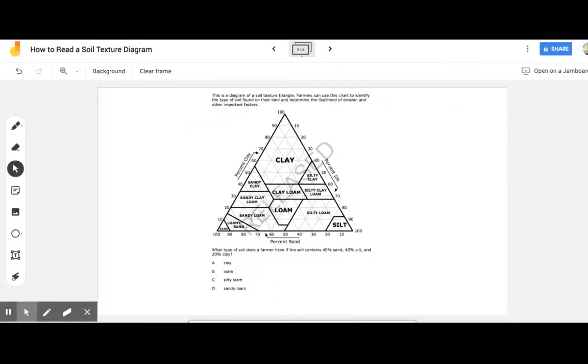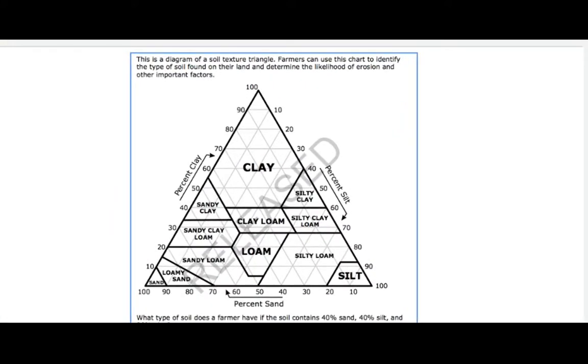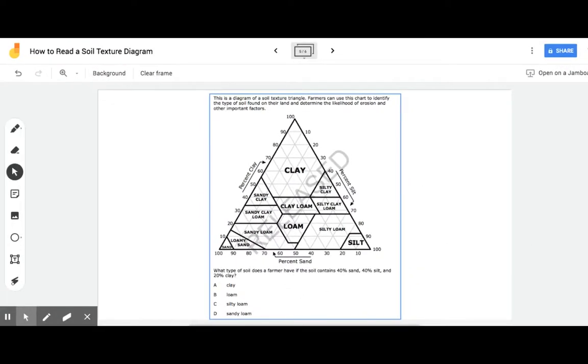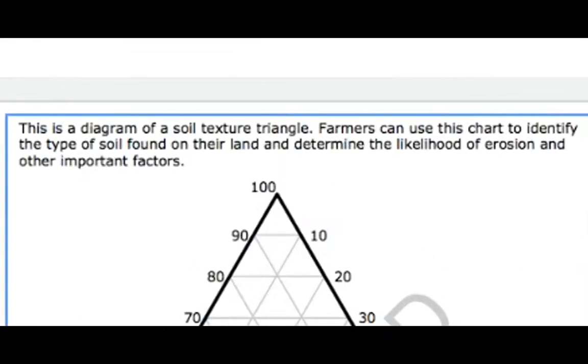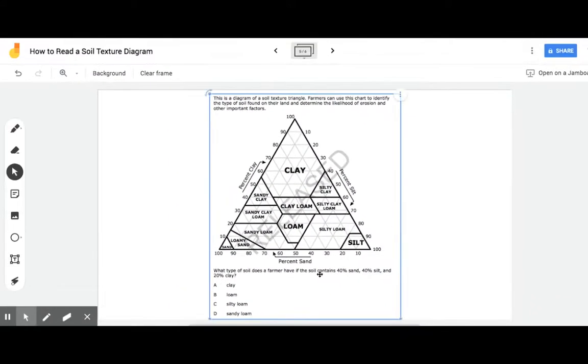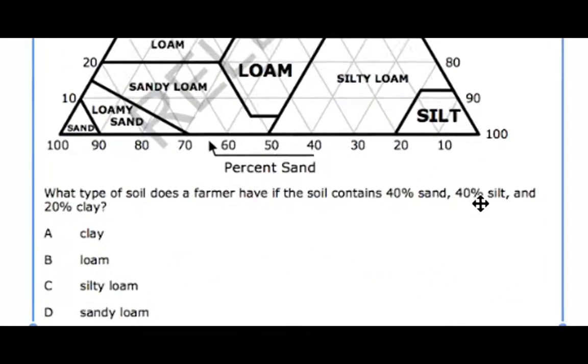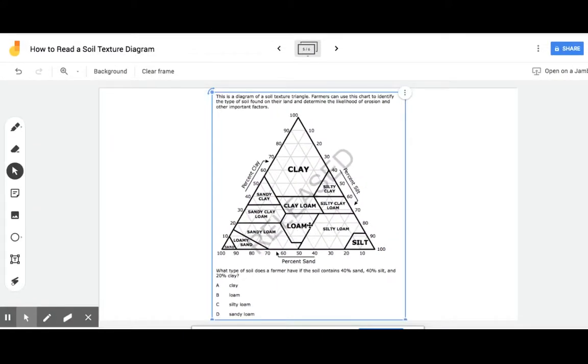Now the last item is an NCFE question. You're going to encircle the letter of the best answer. This is a diagram of a soil texture triangle. Farmers can use this chart to identify the type of soil found on their land and determine the likelihood of erosion and other important factors. The question is, what type of soil does a farmer have if the soil contains 40% sand, 40% silt, and 20% clay? Let's find the answer by looking at the diagram.